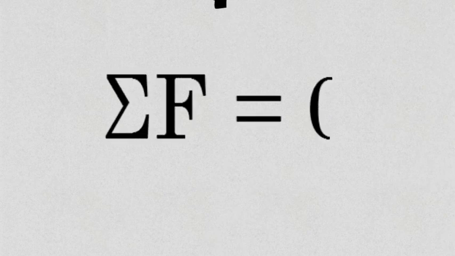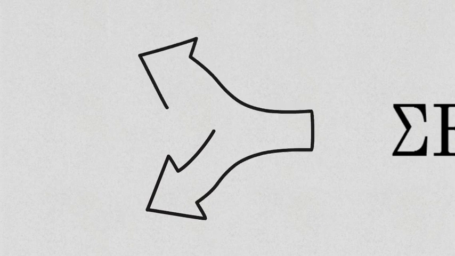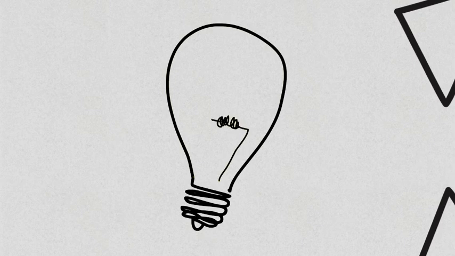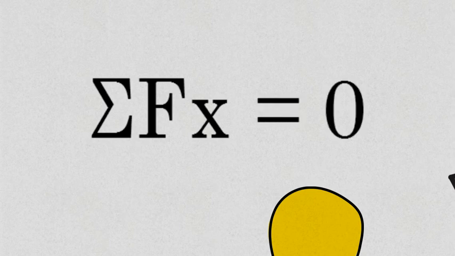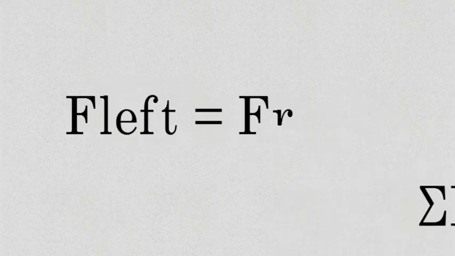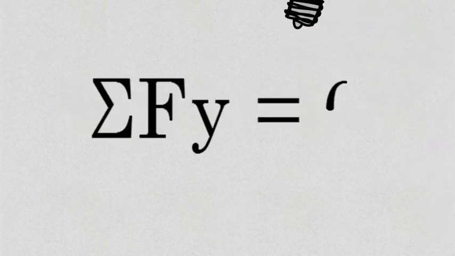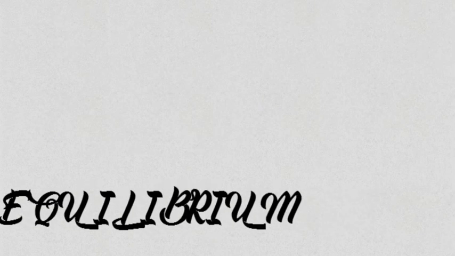1. Net force is equal to 0. It is symbolized by sigma F is equal to 0. The force is divided into two axes as its components, the x-axis and y-axis. It means that first, sigma Fx is equal to 0, so force left is equal to force right. Second, sigma Fy is equal to 0, so force up is equal to force down.